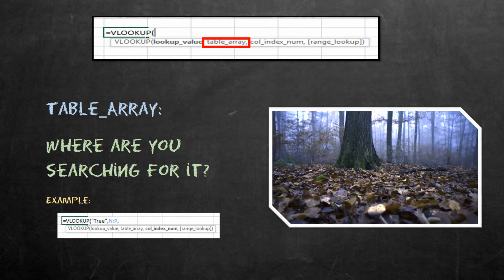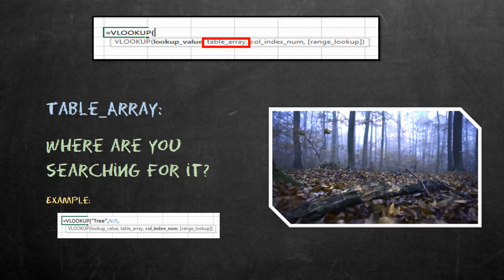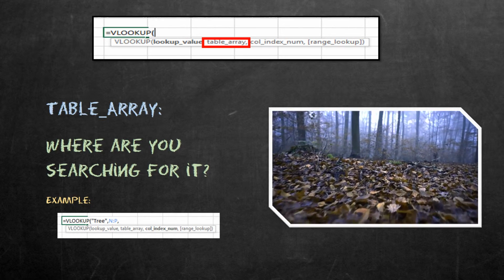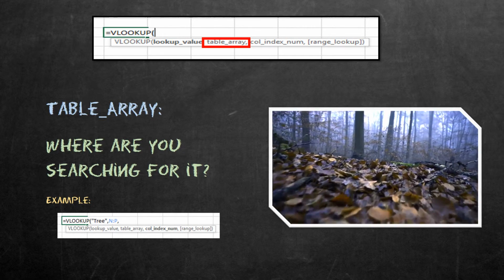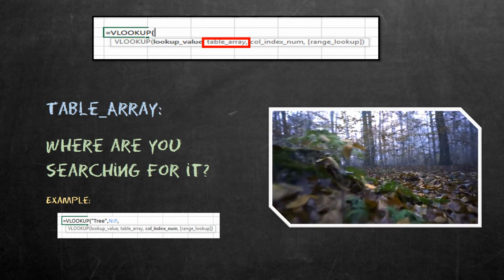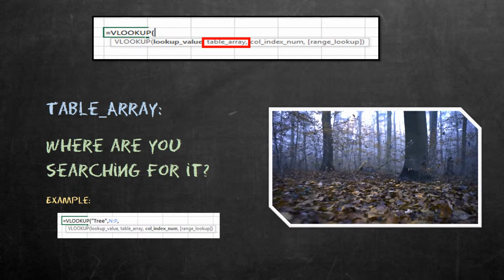Imagine yourself walking through the woods looking for a specific tree. The woods would be where you're actually searching for the tree. In the context of the VLOOKUP formula, that is the equivalent of the second parameter, the table array. The table array is where in Excel you designate where you want to search for the item you want to look up.